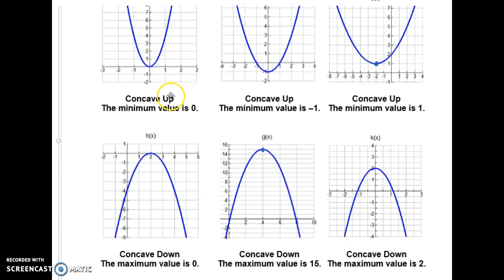So if a graph is concave up, we know it will have a minimum value, and that's whatever the y-coordinate is of the vertex. For concave down graphs, we will have a maximum value, and again, it's whatever the y-coordinate is of the vertex. But now again, it's at a high point instead of a low point.